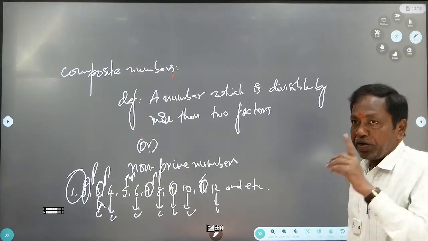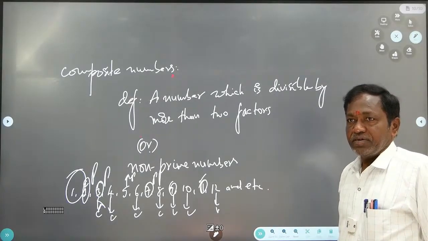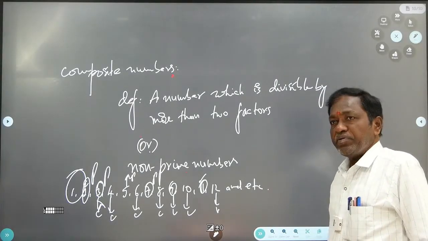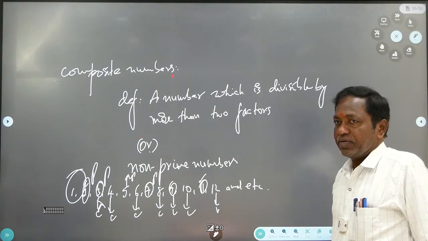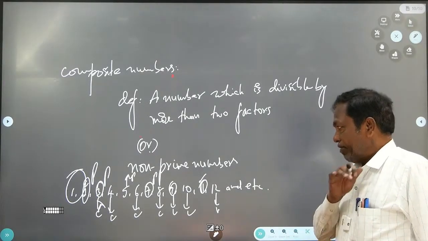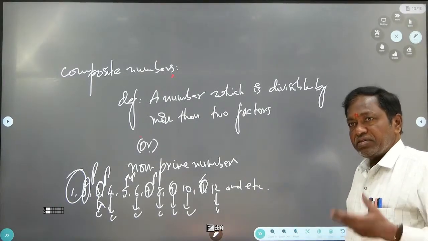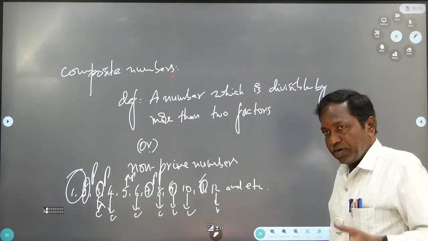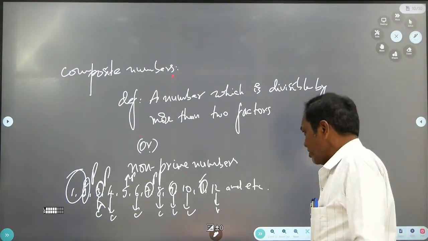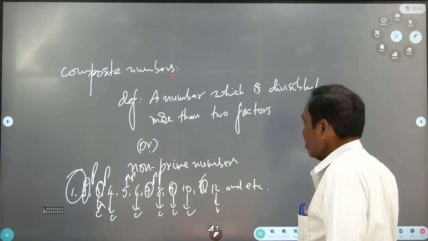So, 1 is neither a prime number nor a composite number. Except 1, every number is either a prime number or a composite number. So, these are the properties of numbers, right.